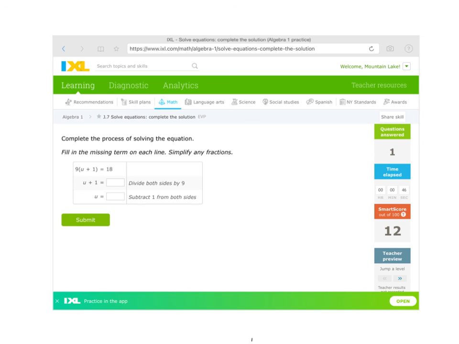Now in this one, even though there is a parenthesis, just treat it as multiplication. So we've got 18, so divide 9, and then this gives you a 2. So u plus 1 is equal to 2, and then you can just subtract 1 both sides. So think opposites, that's all. So let's submit these values. This would be 2, this would be 1, submit.